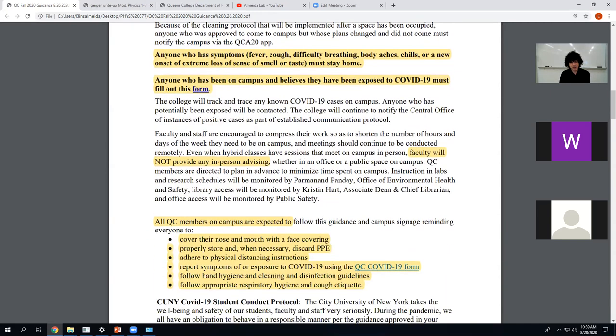All QC members on campus are expected to cover the nose and mouth with a face covering. So when you use the face mask, you should cover both nose and mouth. And I'll be checking that. Make sure that you're covering both. No face mask in front of the eyes. So nose and mouth. And we will be providing, at least in this lab, face masks.